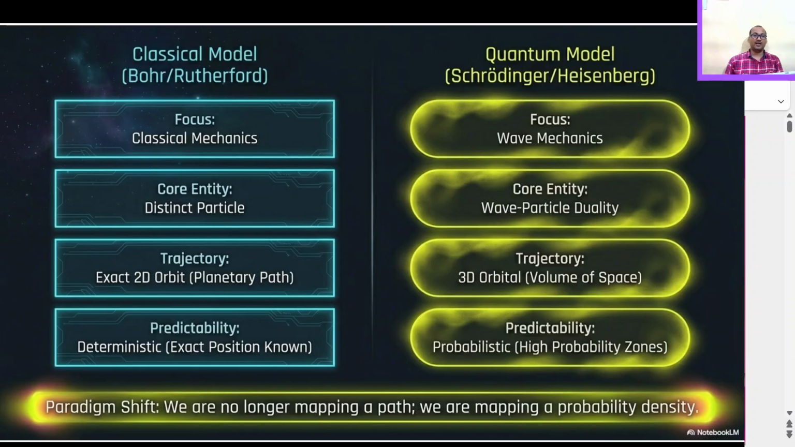Here we can have a flavor of the classical model and the quantum model. Basically, Bohr and Rutherford gave the classical model, and Schrödinger and Heisenberg gave the quantum model. Bohr and Rutherford gave classical mechanics, and Schrödinger and Heisenberg gave wave mechanics. The wave mechanics mostly deals with the wave-particle dual nature.